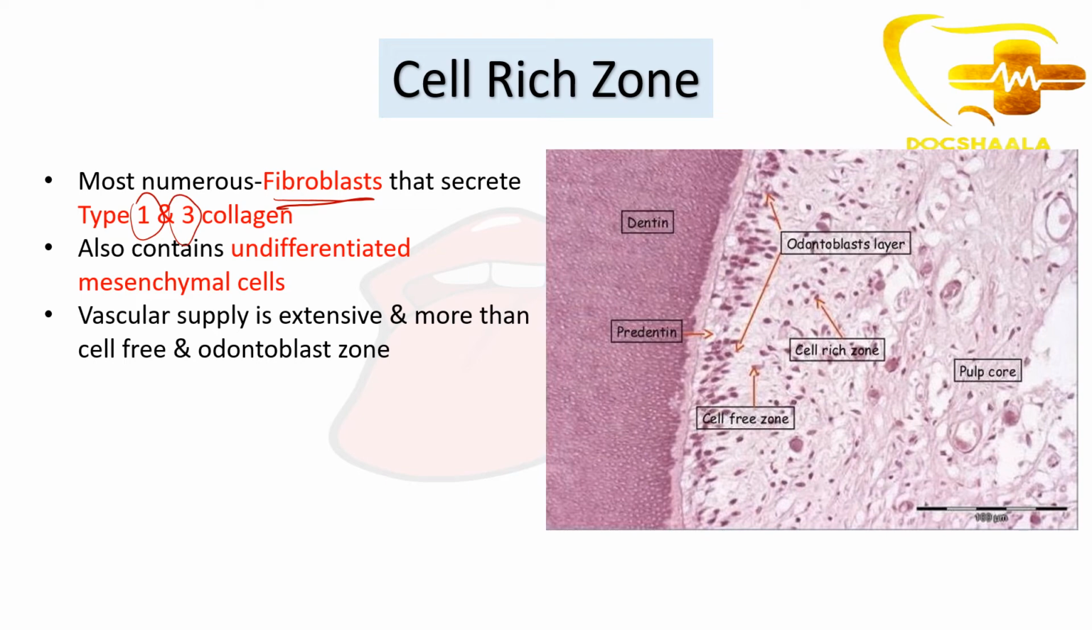So collagen is also secreted by, we have seen in another zone, right? Collagen is also secreted by odontoblasts, which are present in the odontoblastic zone, that secrete type 1 and type 5. You have just seen that. Okay, I am just revising it. So it also contains undifferentiated mesenchymal cells, and the vascular supply is extensive and more than in the cell-free and odontoblastic zones. Okay, vascular supply is extensive.